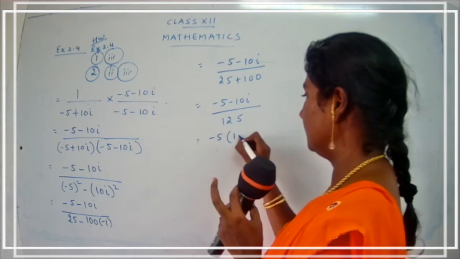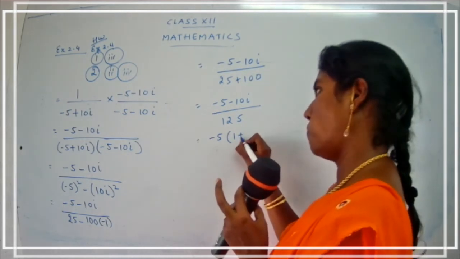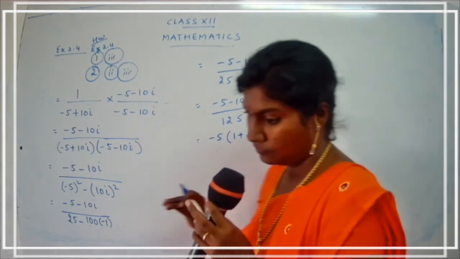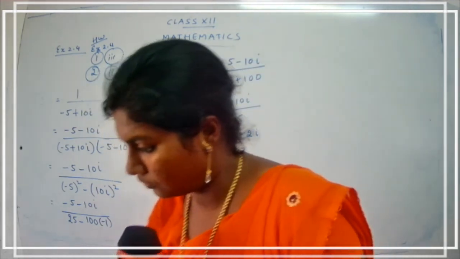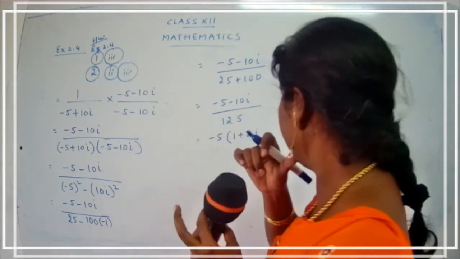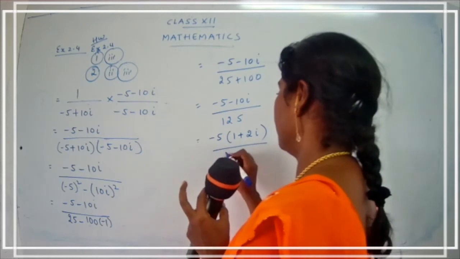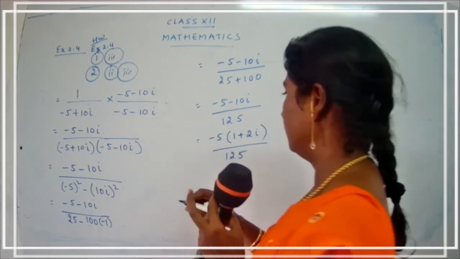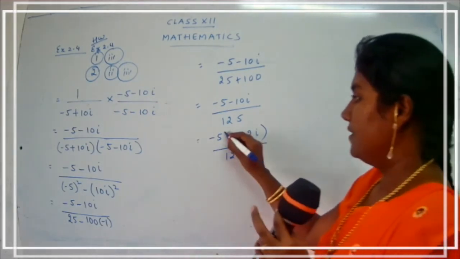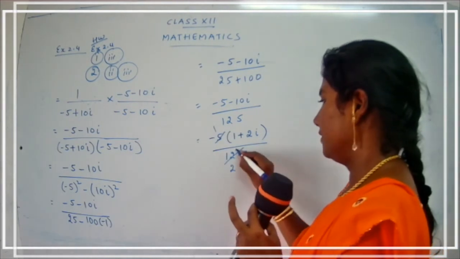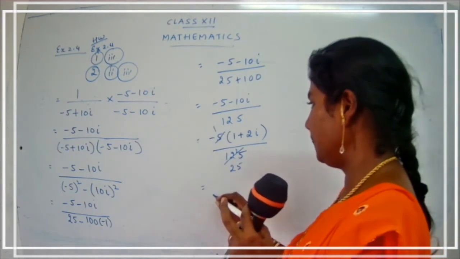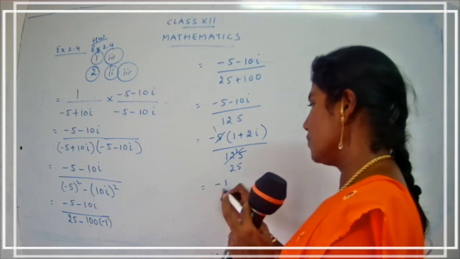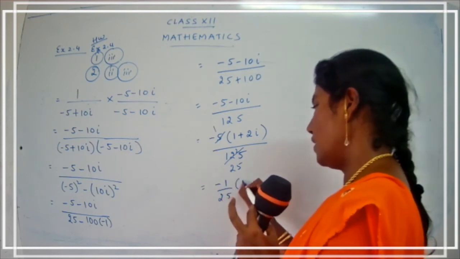So 1 plus 2i. Okay, I'll just take the common first, no problem. Later I'll simplify. So this is 125. So 5 ones are, 5 twos are, 5 fives are. So what do you get here? Minus 1 upon 25, 1 plus 2i.